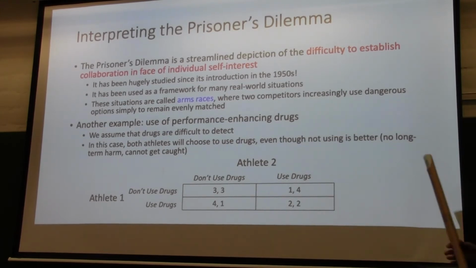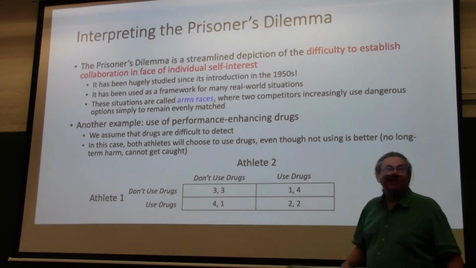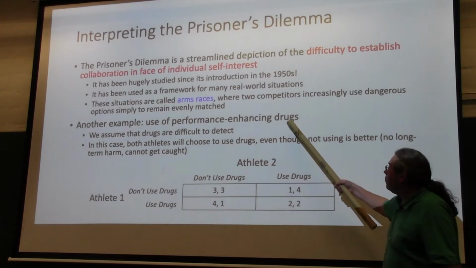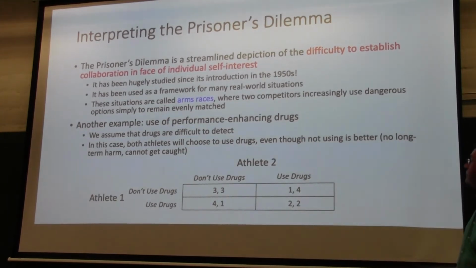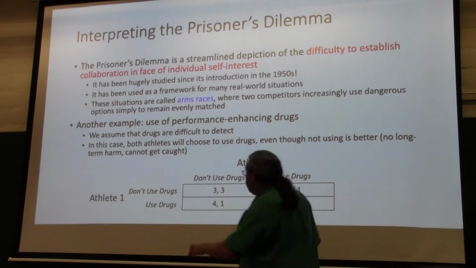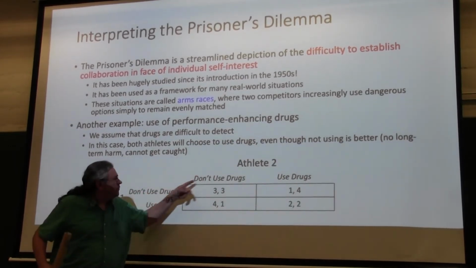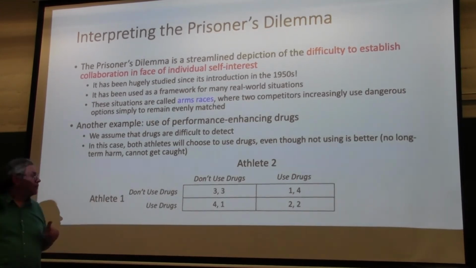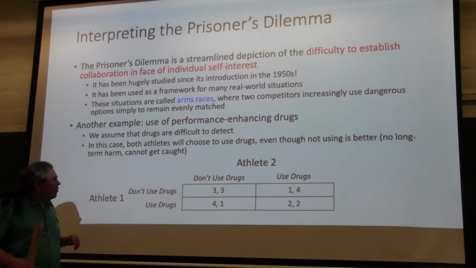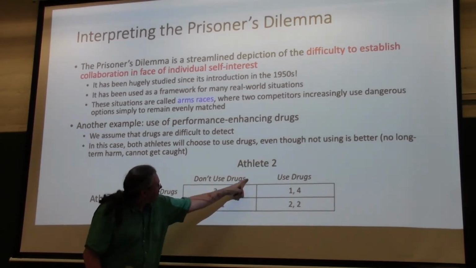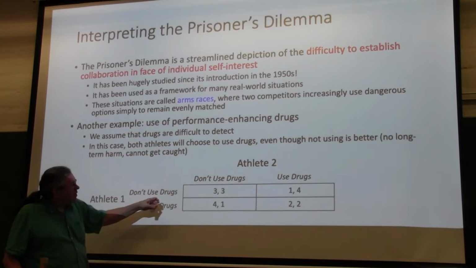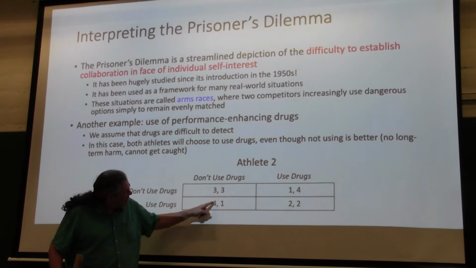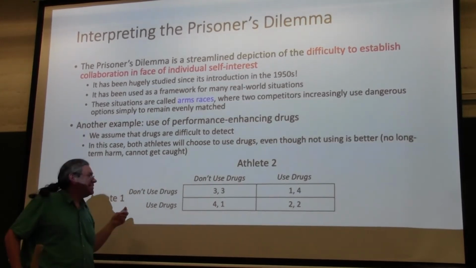Here's another example. Drugs, which you can see now, because now we're in the Winter Olympics. Performance-enhancing drugs for athletes. Okay, so here's a game. The two athletes are competing, and each athlete has a choice. Don't use drugs or use drugs. Okay? Now, if athlete 2 does not use drugs, what does athlete 1 do? You have to look at this column, huh? Then athlete 1 will get better result if they use drugs. So they will use drugs.